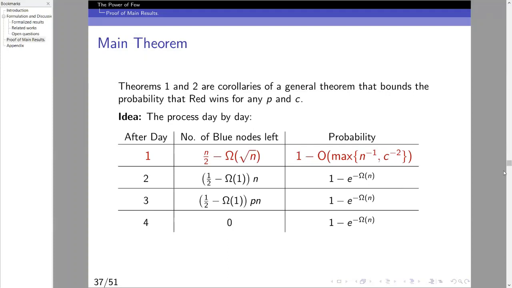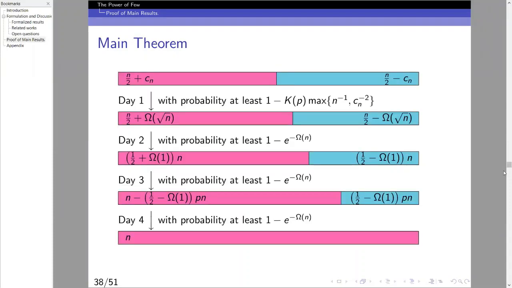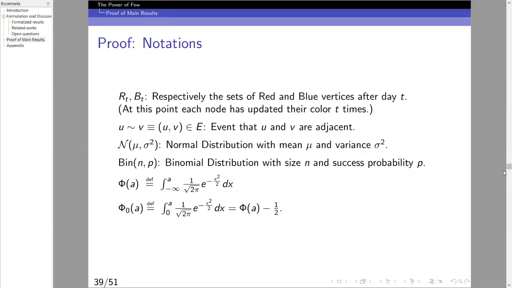So this is the main term of the probability, the one on the first day. After that, once it gets the square root of n advantage, red will almost surely win in the next 3 days. This is an illustration of the process. You can see that red increases faster and faster until it covers everyone on day 4. Some notation: R_T and B_T, the sets of red and blue after day T; the event that u and v are adjacent; the binomial distribution; the CDF of the normal distribution; the CDF minus half.